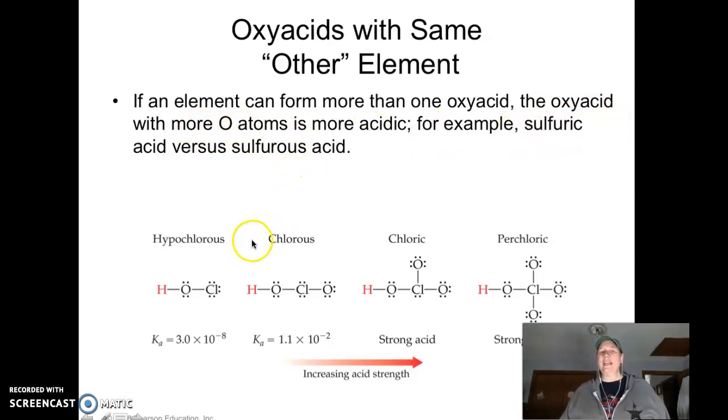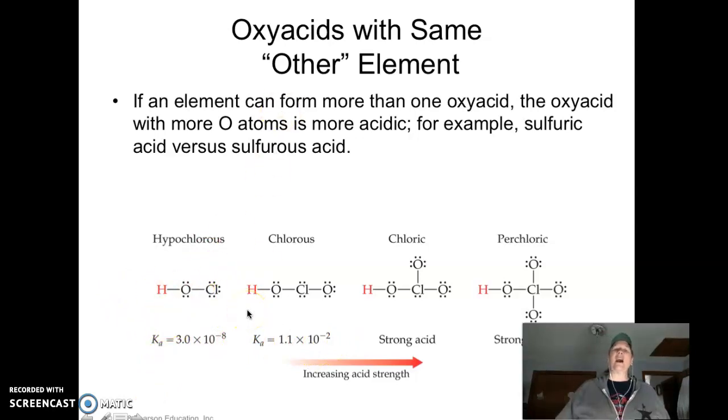Okay, so sulfuric, excuse me, H2SO4. Sulfurous is H2SO3. So sulfuric, because it has more oxygen atoms, would be the one that becomes more acidic, that has a lower pH. Okay, here they have hypochlorous, which is HClO. There's just one oxygen. Now we add another oxygen for chlorous. Then we have chloric, where we have 3, and now we have perchloric, where we have 4. So this is going to be the strongest acid. This is going to be the weakest acid. Okay, and you can see the increase with their Ka values.